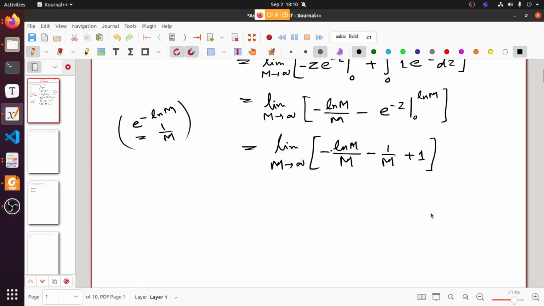Now if you take m tends to infinity, the growth of ln m is less than m. If you take the limit as m tends to infinity of ln m by m, this will go to 0. You can check this by L'Hopital's rule.